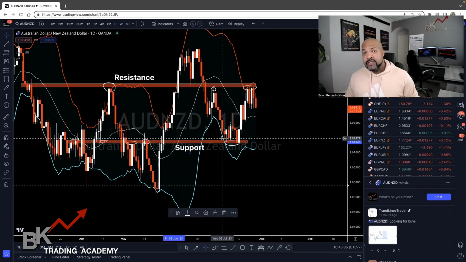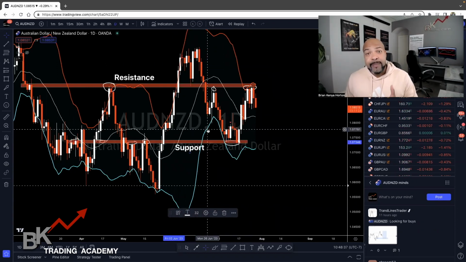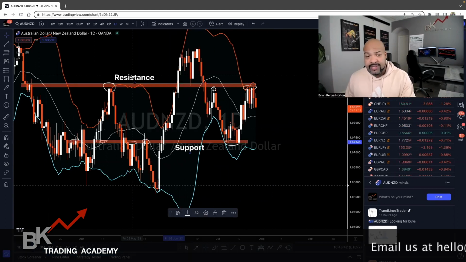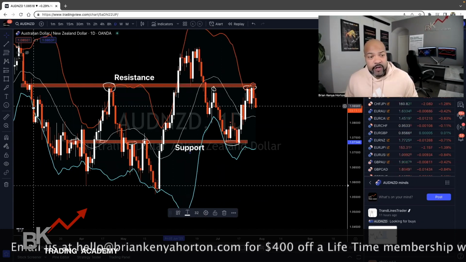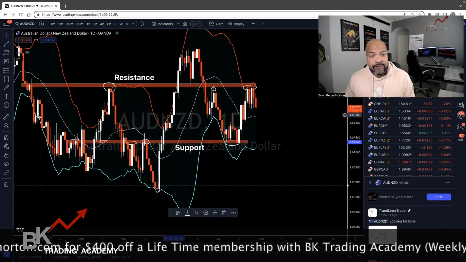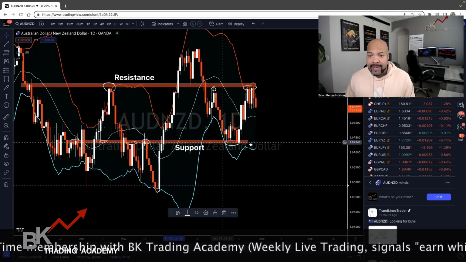So now you can see how I'm using price action with these bands, but it takes a skill to identify the support and resistance zone. You want to see it stand out here. You want to see either multiple candles reversing or one big candle reversing. This is my resistance zone. This is my support zone.